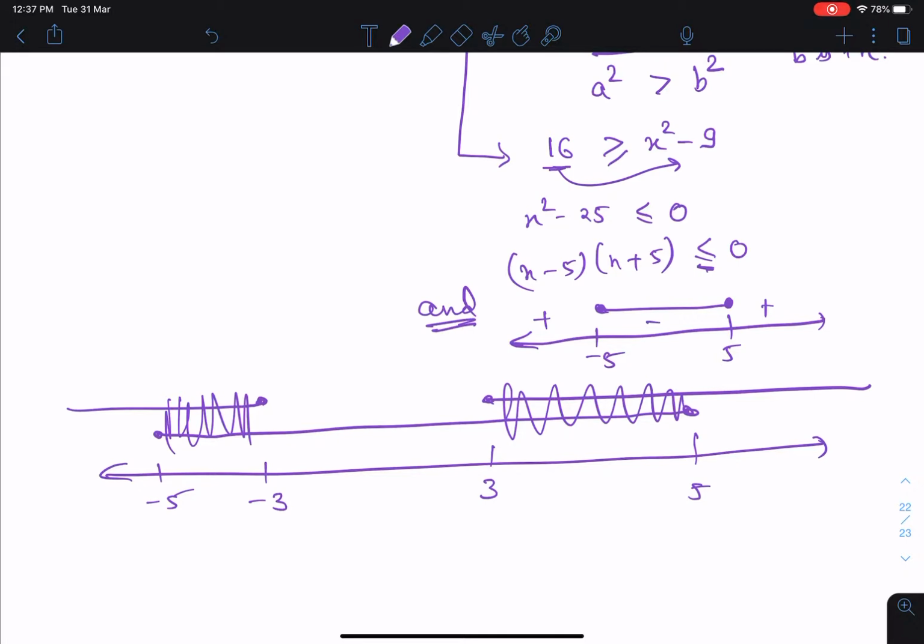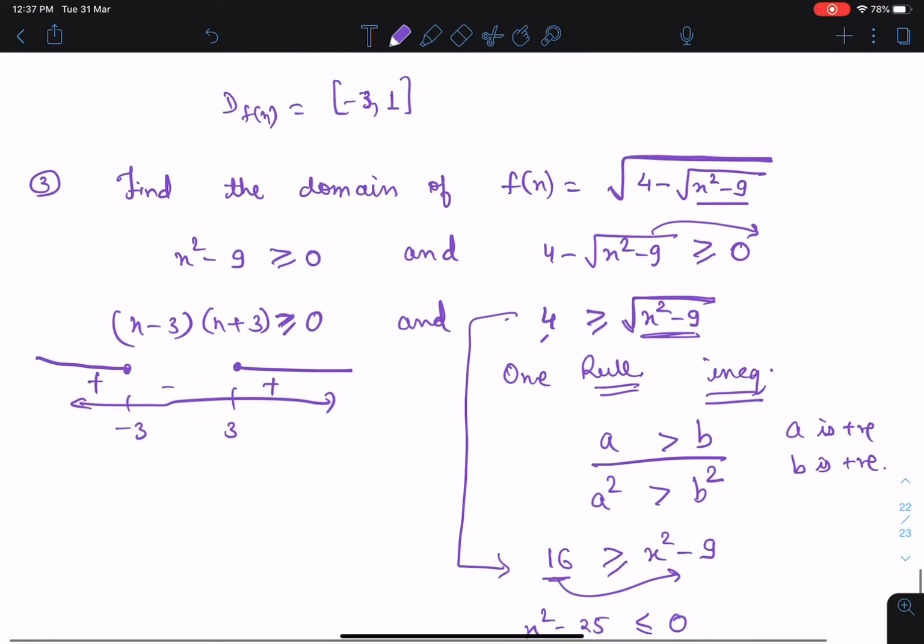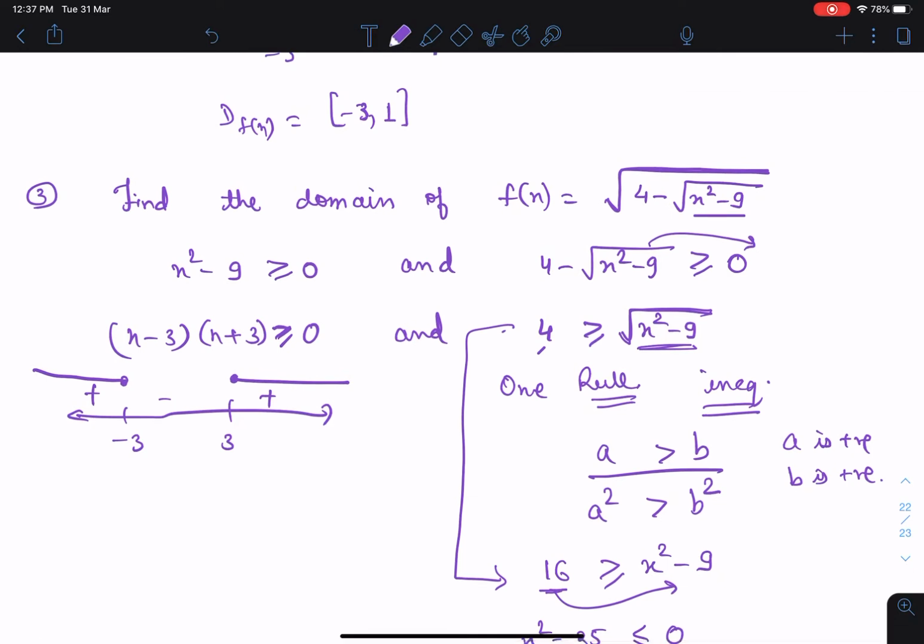Take some time and understand what I told you. So the domain of f(x) is equal to minus 5 to minus 3 union 3 to 5. This is clear. There should be no doubt. Two functions were there inside the under root, so I put both the conditions and put an and sign. You have to take the intersection.